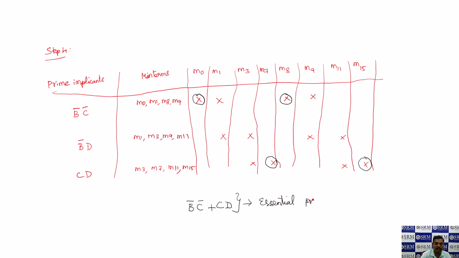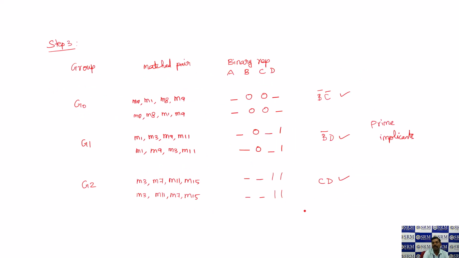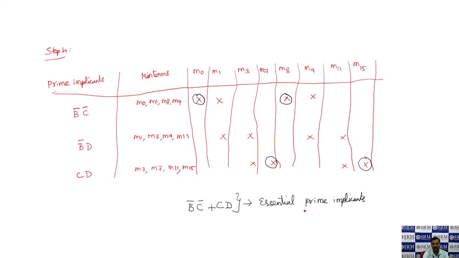Essential prime implicants. In the previous step we found prime implicants, right? So B bar C bar, B bar D, plus CD are prime implicants, whereas these we can call essential prime implicants. So the reduced, simplified expression for the given function f is equal to B bar C bar plus CD. This is your final simplified Boolean expression, B bar C bar plus CD.